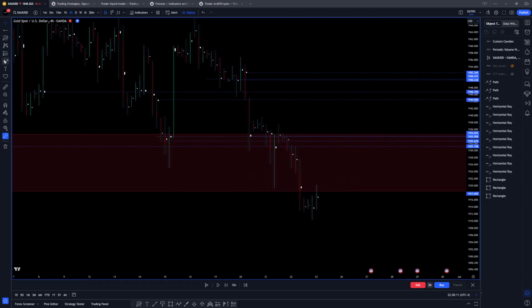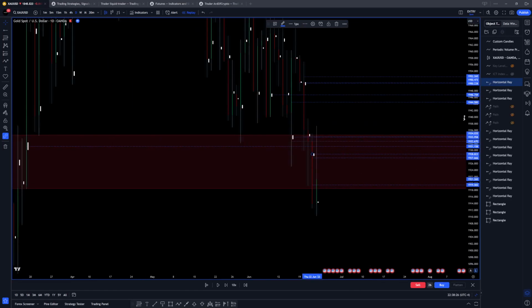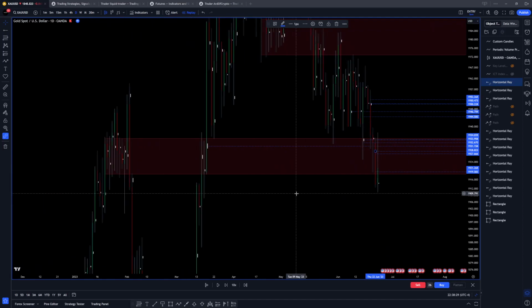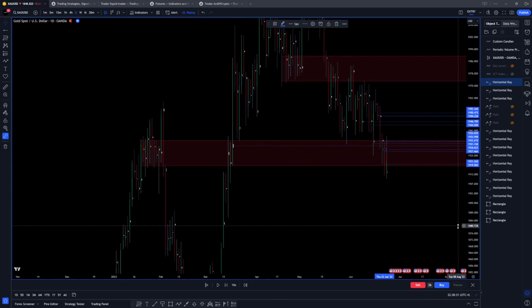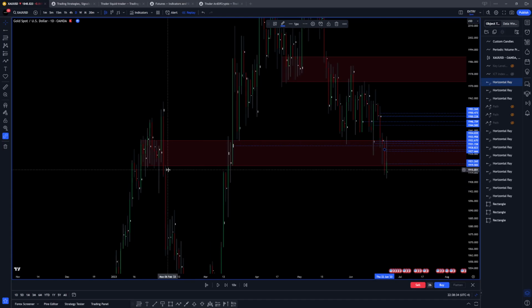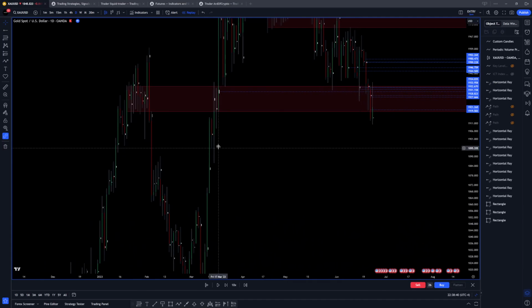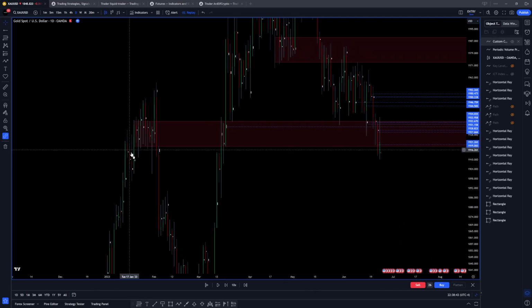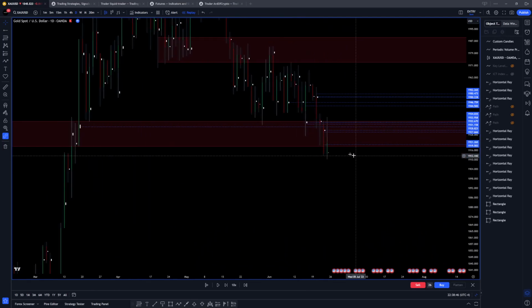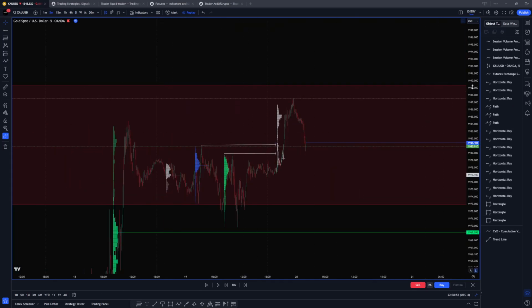All right, so let's mark these levels out. Daily. It doesn't even look like there's anything to save it in here. There's no clusters. This is the biggest cluster right there. So let's go back down to the other chart. Got those levels marked out.